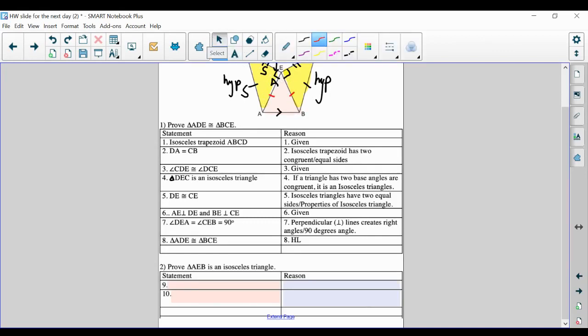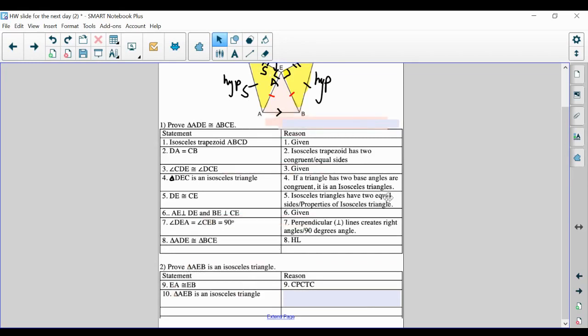because of CPCTC, since we proved the two yellow triangles are congruent by HL. So we just say that AE is congruent with EB because of CPCTC. So we finish with triangle AEB being an isosceles triangle. Just write that down because an isosceles triangle has two equal sides. So here the reason will be: if a triangle has two sides that are equal, then it is an isosceles triangle. Okay, we finished the proof.